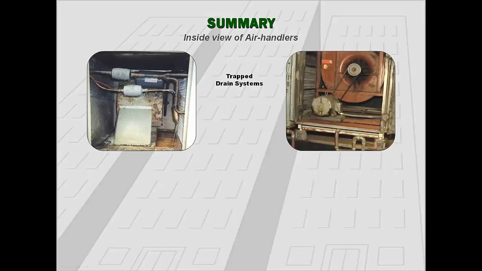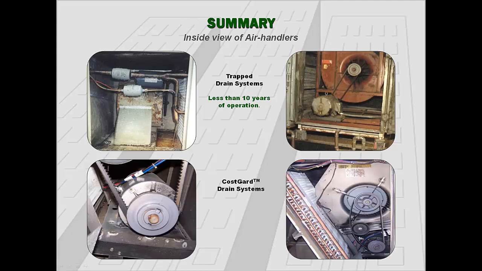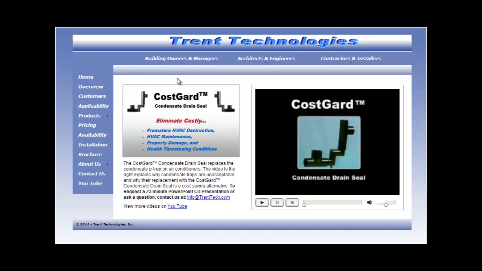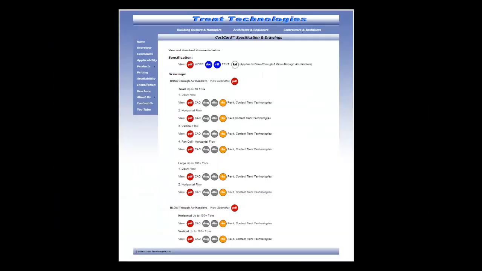An inside view of air handlers that use the current industry standard versus the CostGard device is quite revealing. These photographs show the damage and contamination caused by trap drain systems after less than 10 years of operation. And these photographs show units using CostGard drain systems after more than 13 years of operation with no preventive maintenance. To assist specifying architects and engineers, Trent Technologies provides a CSI format specification and AutoCAD drawings for CostGard drain systems. These files are available for download from our website, trenttech.com.